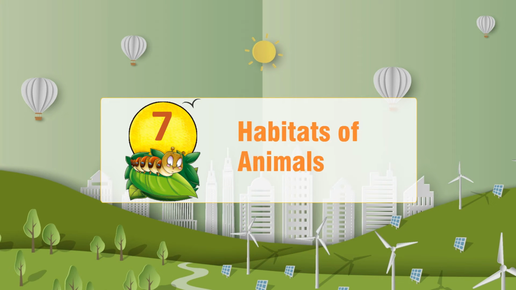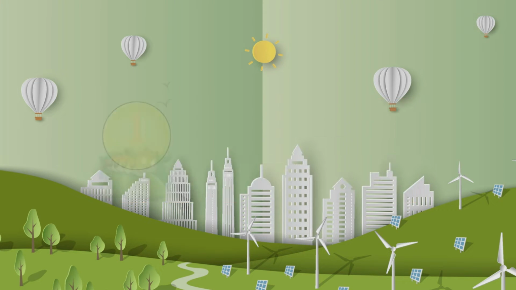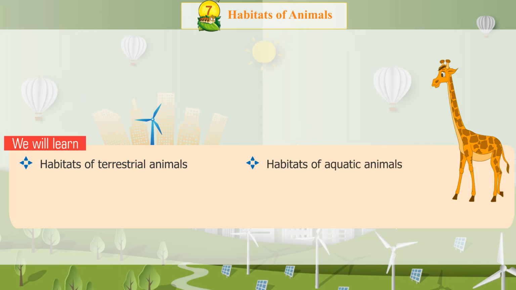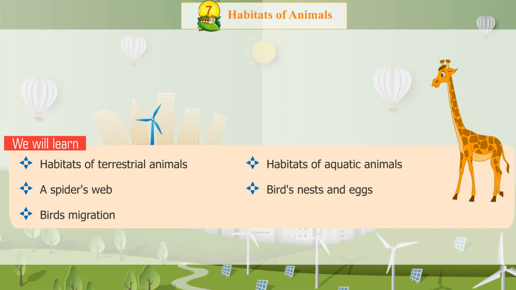Chapter 7. Habitats of Animals. We will learn habitats of terrestrial animals, habitats of aquatic animals, a spider's web, birds' nests and eggs, birds' migration.